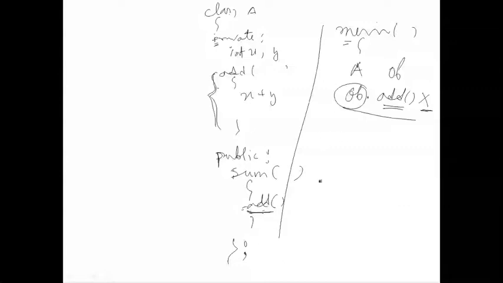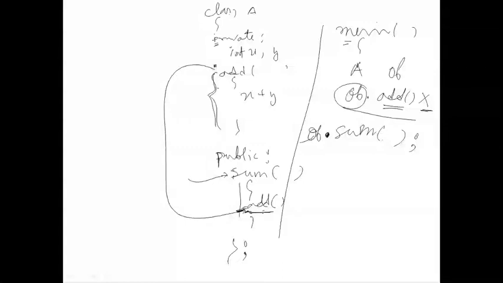So if we want to execute this, what we will do is call sum, because sum is in the public section. So object dot, we'll use the dot operator, the member access operator, and we will call sum. So sum will be called, and when you go to sum, the definition of sum will be executed, and inside the sum definition you have the call to the add function. Then automatically it will call add, and add will be executed. Then again it will come back to this place when you return from the function call. So this is about making a member function private.